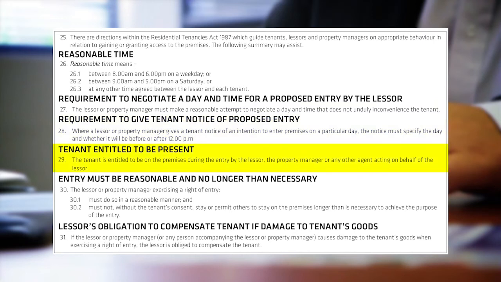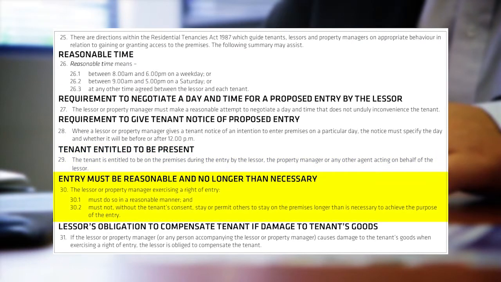Tenant entitled to be present. The tenant is entitled to be on the premises during the entry by the lessor, the property manager, or any other agent acting on behalf of the lessor. Entry must be reasonable and no longer than necessary. The lessor or property manager exercising a right of entry must do so in a reasonable manner and must not, without the tenant's consent, stay or permit others to stay on the premises longer than is necessary to achieve the purpose of the entry.